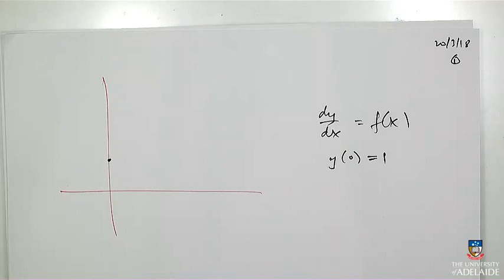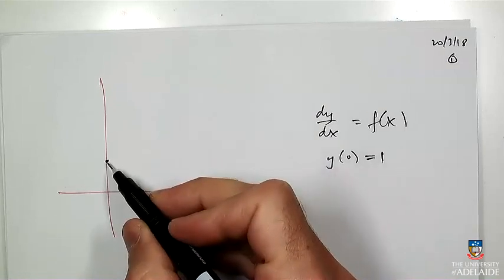Now, what kind of function is completely determined by its value at a point and its slope? Does anybody know a kind of function that's completely determined by those two pieces of information? Linear function, right? A straight line. If you know the slope and you know a point, you know the whole straight line, right? So let's just draw a straight line through this point with that slope.